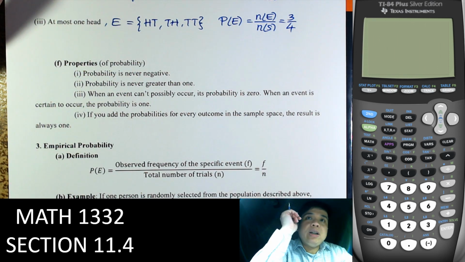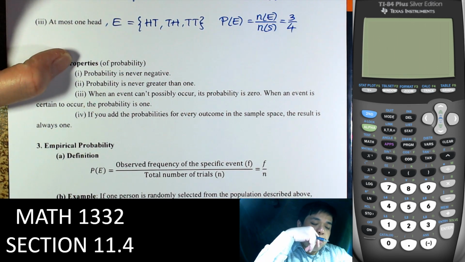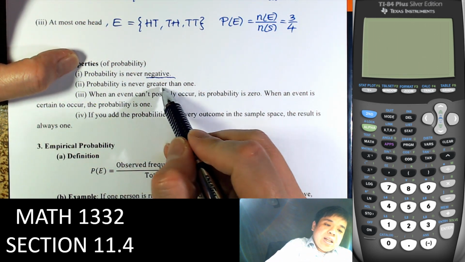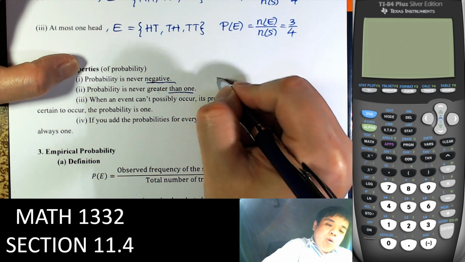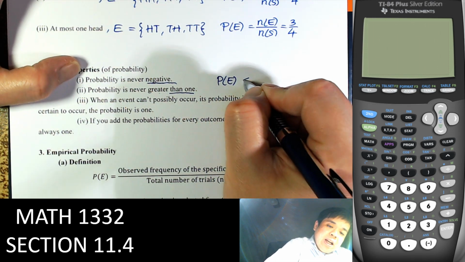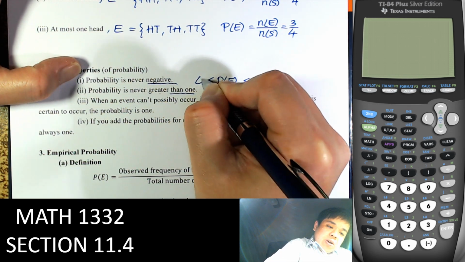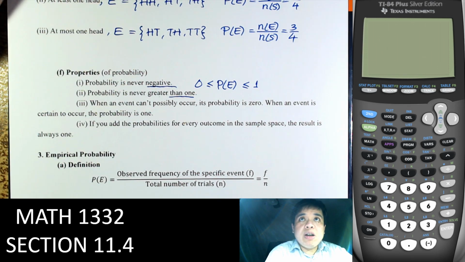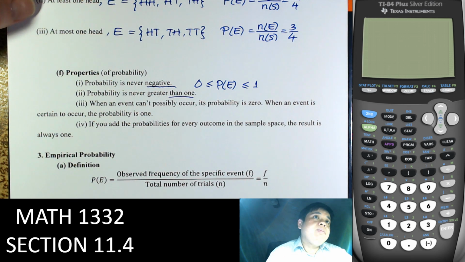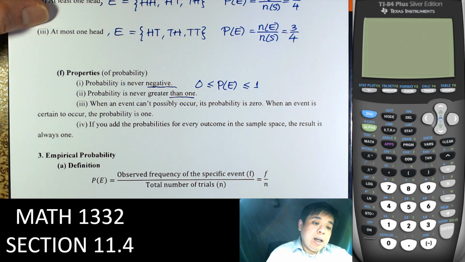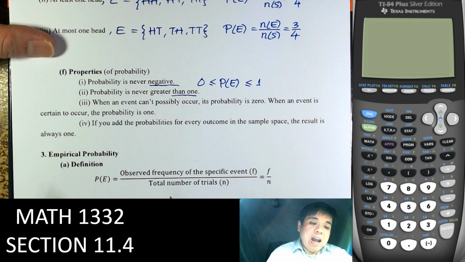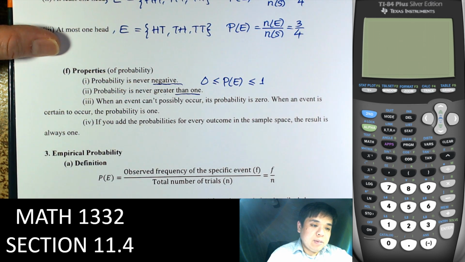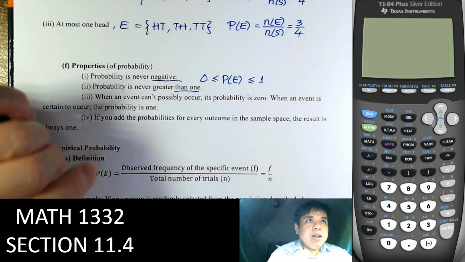Right. Properties of probability. Probability will never be negative, and it's never greater than 1. So that means the probability of any event is between 0 and 1. When an event can't possibly occur, its probability is 0. When an event is certain to occur, its probability is 1. And if we add the probability of every single outcome in the sample space, the result is 1. Right. So those are the theory of probability.